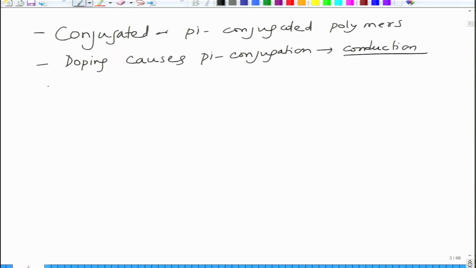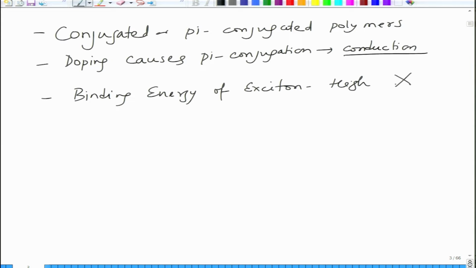So, we cannot go into details of how the conduction happens, it is just that you have to read more about organic semiconductors. There is plenty of literature available on organic semiconductors, but what they have with regard to solar cells is what we call exciton binding energy. So, binding energy of exciton in these materials is high. This is a drawback in these solar cells.